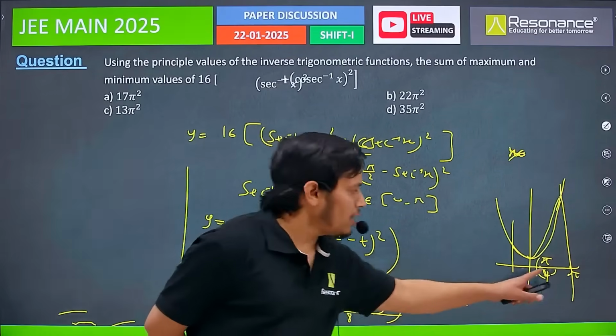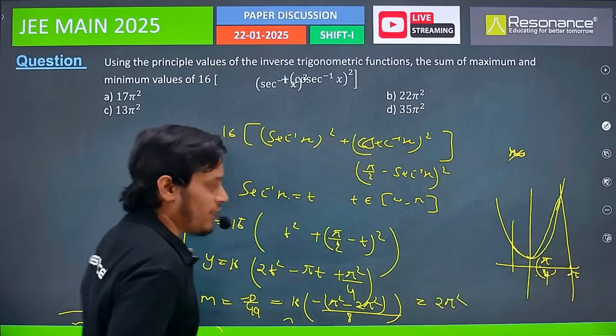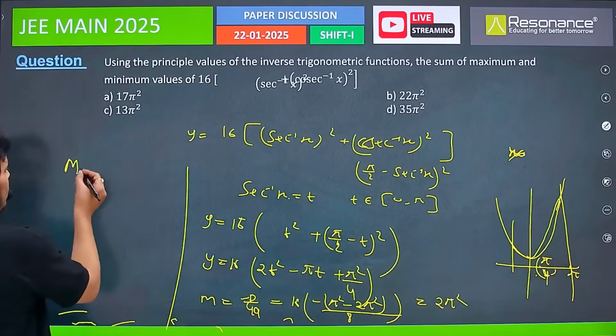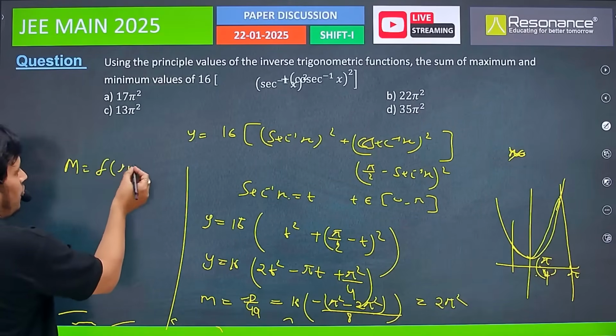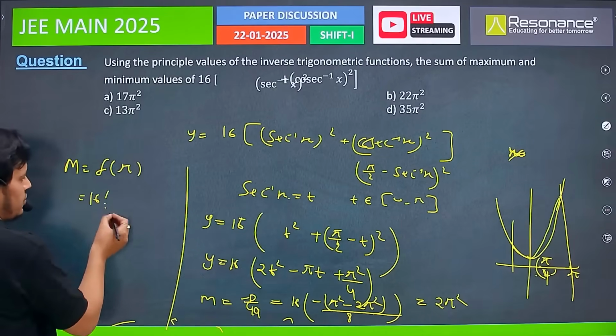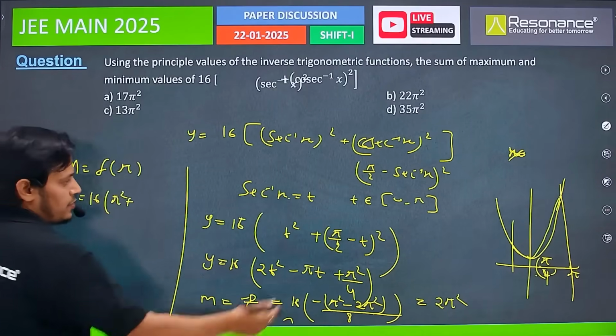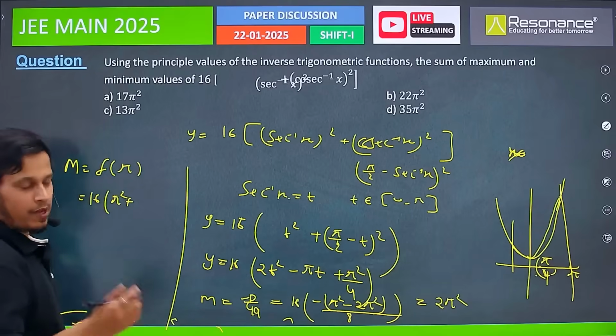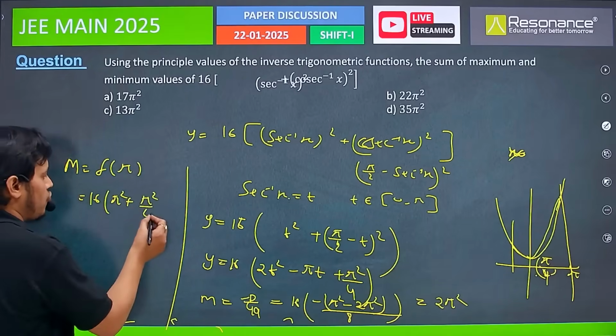Now the maximum value occurs at pi. At pi the value is maximum. So capital M, that is the maximum, will be f of pi. You just put t equal to pi here. So what it will be: 16 times pi square plus pi by 2 minus pi, by 2 whole square, pi square by 4.